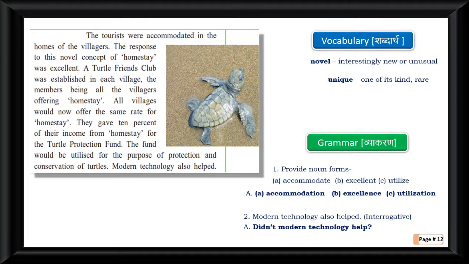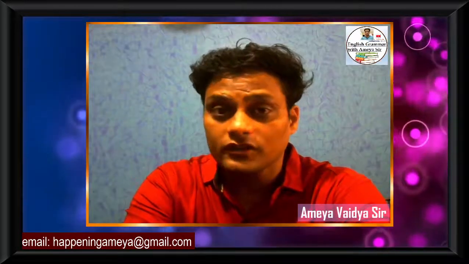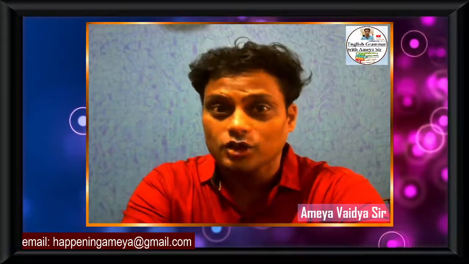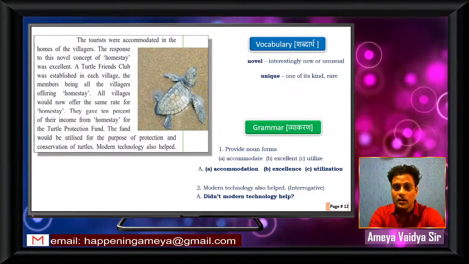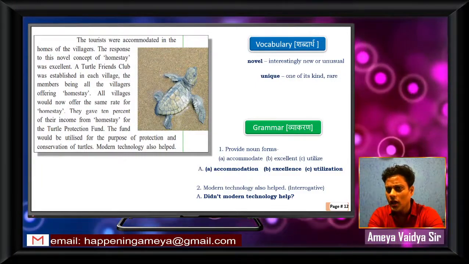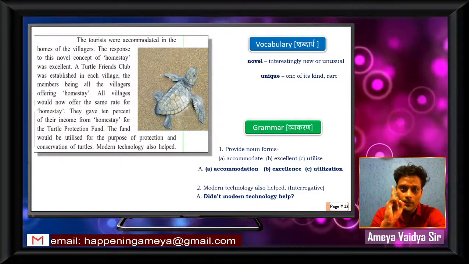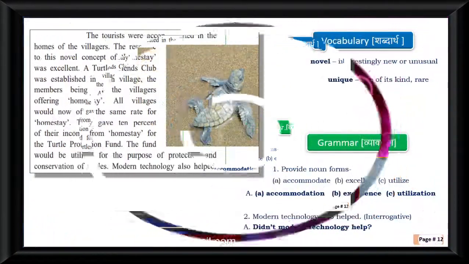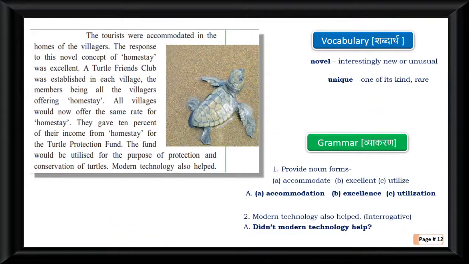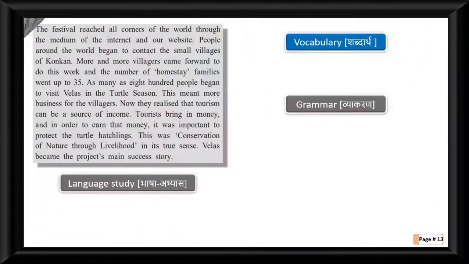Modern technology also helped. Make it interrogative. Remember, I told you, to make it interrogative, what you can do is start with a question tag. So modern technology also helped. Here you are going to write it as, didn't modern technology help? Remember we used did, so ed will disappear. Help. And don't forget the question mark at the end. Make a note. You can pause the video. At the moment, please allow me to go to the next slide.